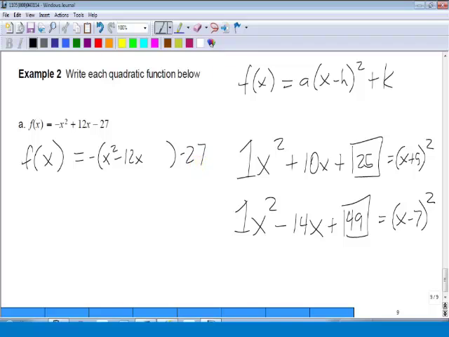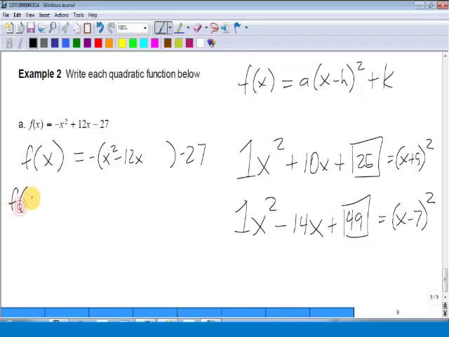Notice I did not factor the negative out of the negative 27 because the negative 27 would just be in the way. So I'm leaving the minus 27 out of the parentheses. It wouldn't be the end of the world to put it inside as a plus 27. It's just in the way. So I'm leaving it outside the parentheses, and we'll deal with that later.